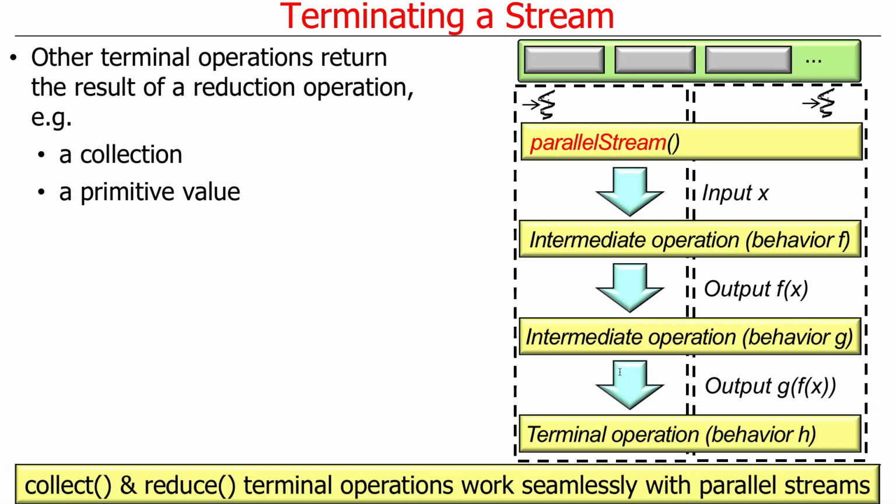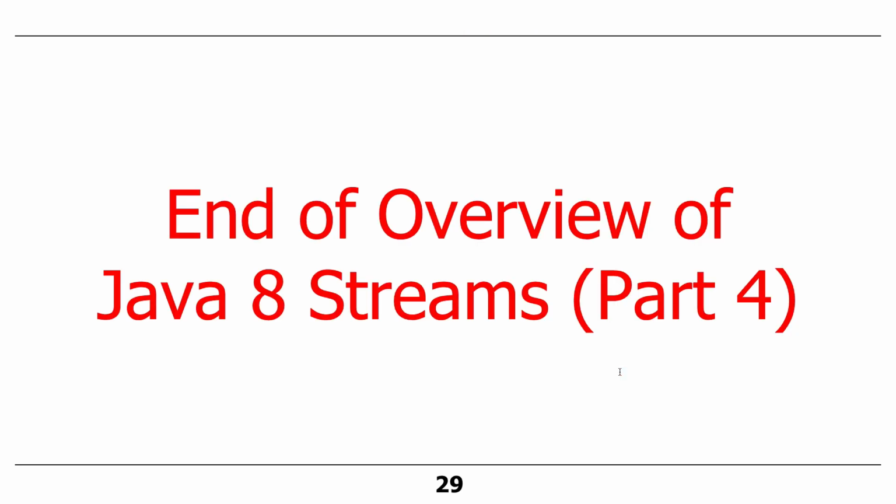So the thing to remember, and this is the question that was asked a little bit earlier, collect and reduce are terminal operations that work seamlessly with both sequential streams as well as parallel streams. So it doesn't matter functionally whether the stream you have is a parallel stream or a sequential stream, you'll get the same results, but it might make a difference in terms of how well it works depending on which type it is. And we'll talk more about that later when we talk more about collectors.